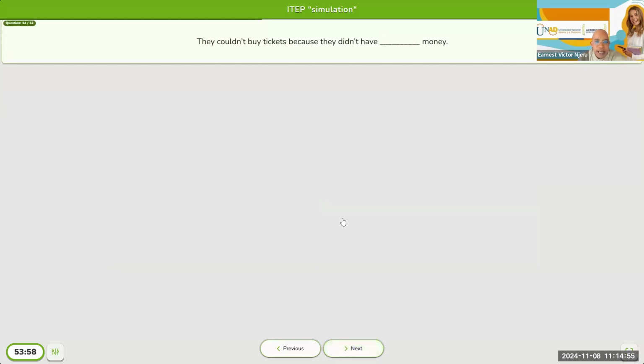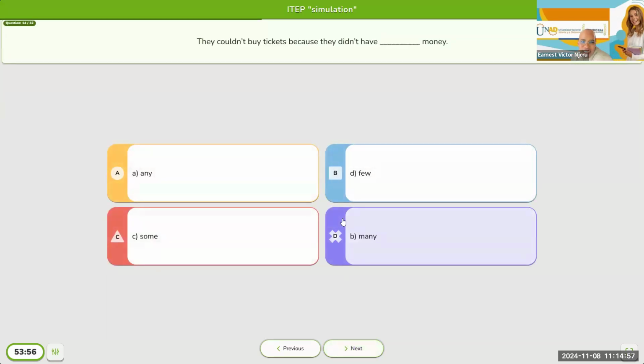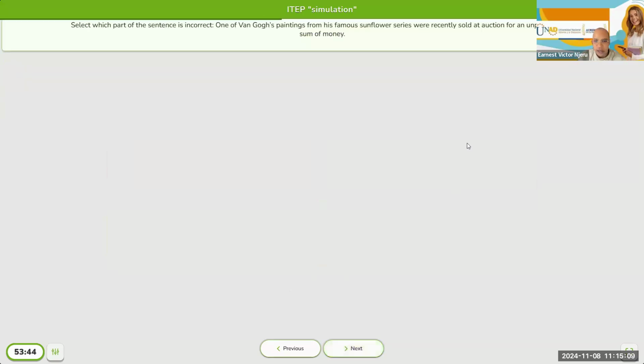Very good. Next: they couldn't buy tickets because they didn't have any money. Any, for negatives and for negatives, any money. Any. Very good. Let's go, teachers.